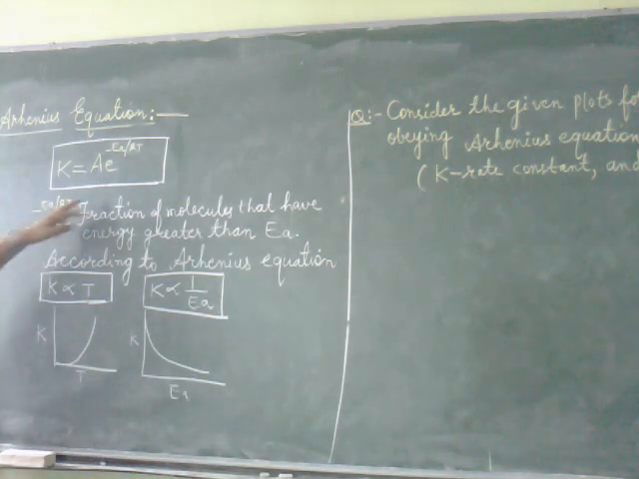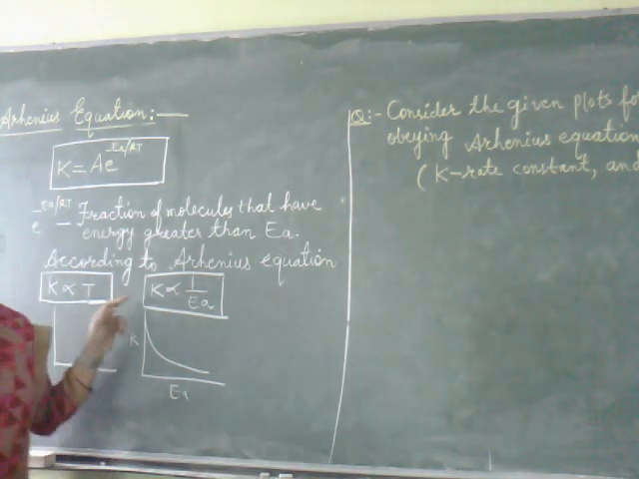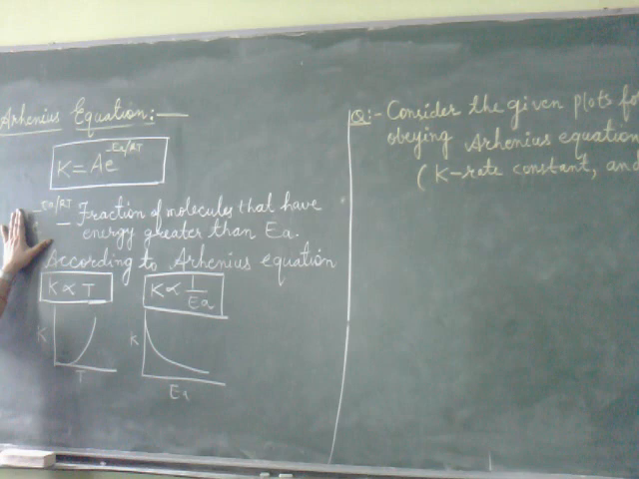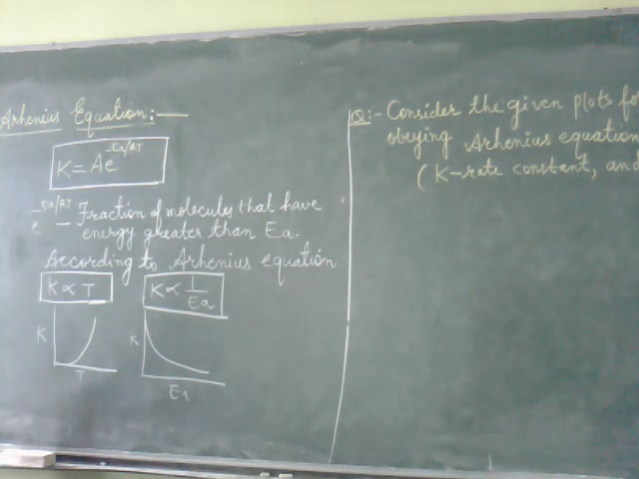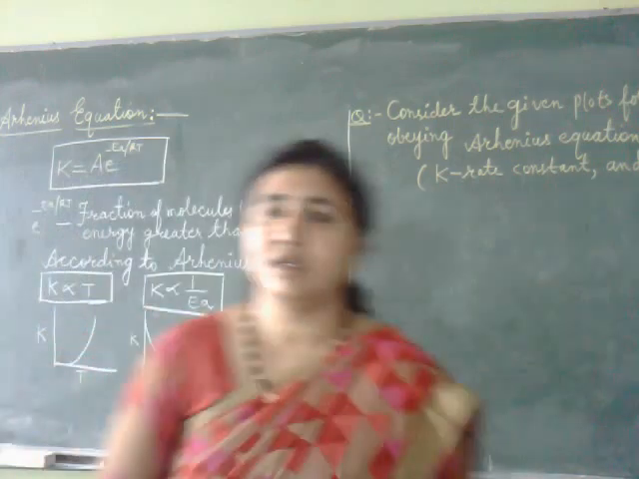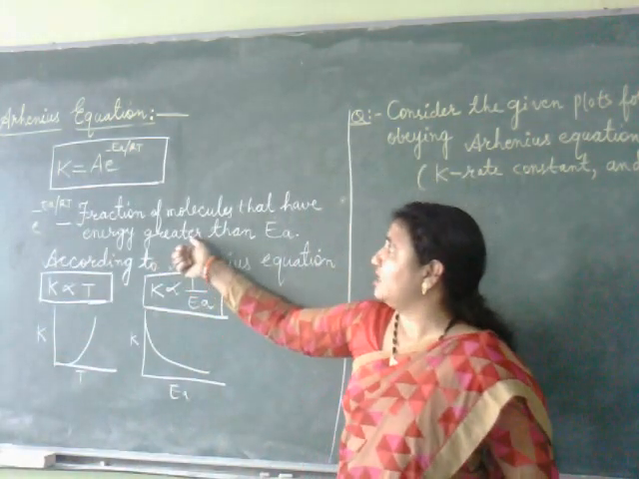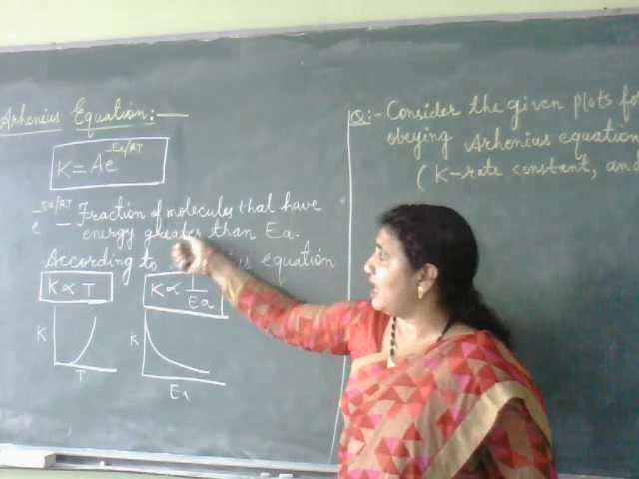And what is this part, e^(-Ea/RT)? This part is called the fraction of molecules, the fraction of molecules that have energy greater than the activation energy. So when temperature increases, the fraction of molecules increases. These are the molecules having energy greater than the activation energy.